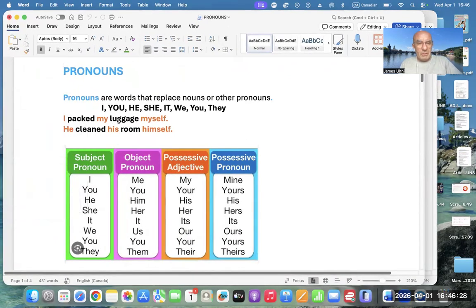I will start right here. What are pronouns? Pronouns are words that replace nouns or other pronouns. They are commonly known as I, you, he, she, it, we, you, they.